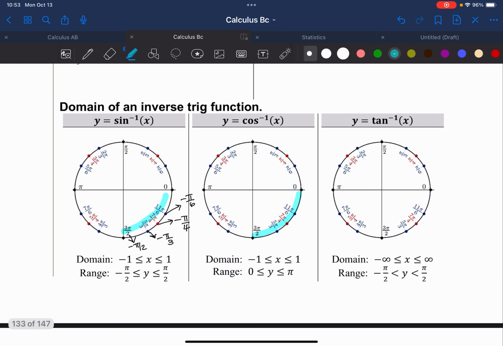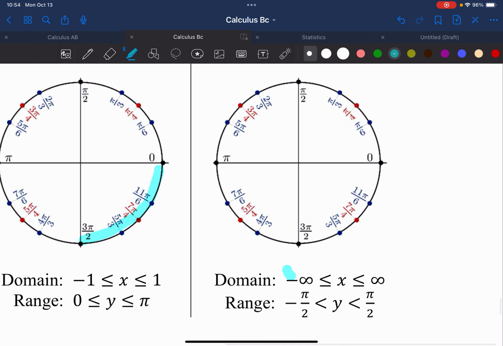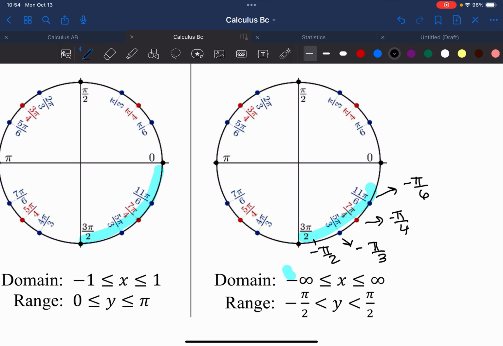Okay. And then lastly, we have the domain of the inverse tangent function, which is between -infinity and +infinity, and the range is between -π/2 and +π/2, which again, doing the same thing, we could translate these just like we did on the inverse of sine. So this is -π/2, -π/3, -π/4, and -π/6.